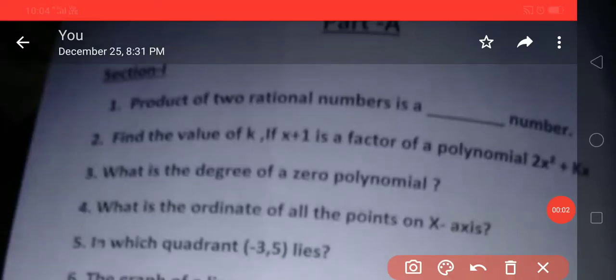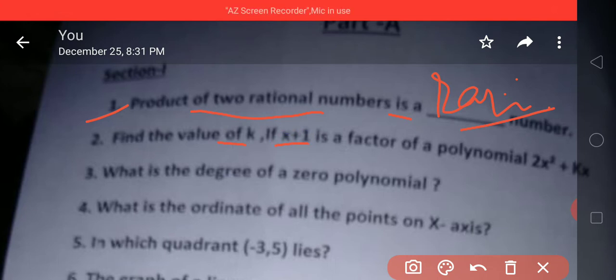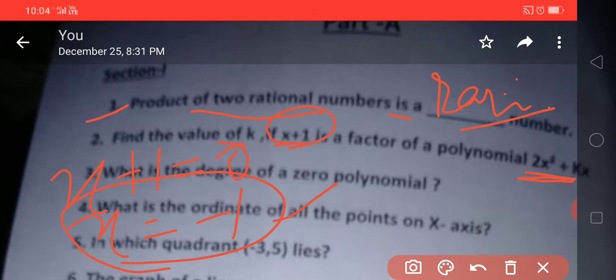Hello everyone, today we are going to solve the sample paper question number 1. The product of two rational numbers is a rational number, right? It is a rational number. Find the value of k if x plus 1 is a factor of this polynomial. If x plus 1 is a factor, then x plus 1 must be equal to 0 and x equals minus 1. This x equal to minus 1 will satisfy this polynomial. Only then x plus 1 will be the factor.